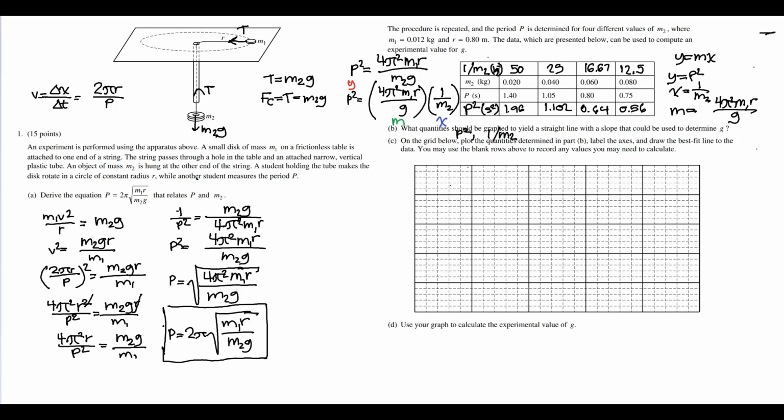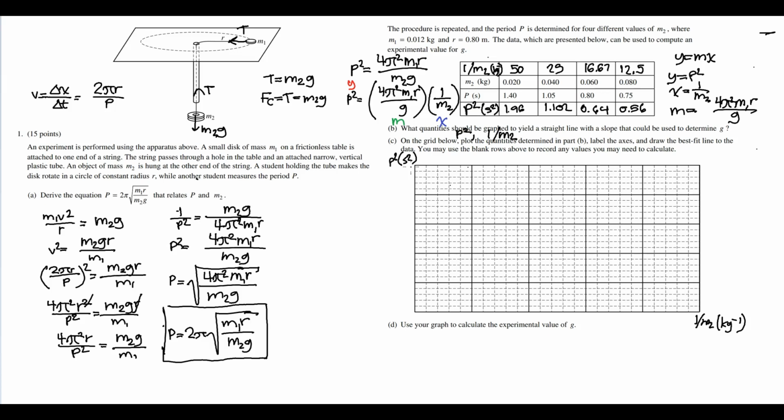So let's actually graph this. First we have to label. The x-axis will be 1 over m2, in kilograms to the minus 1. And our y will be p squared in seconds squared. Okay.